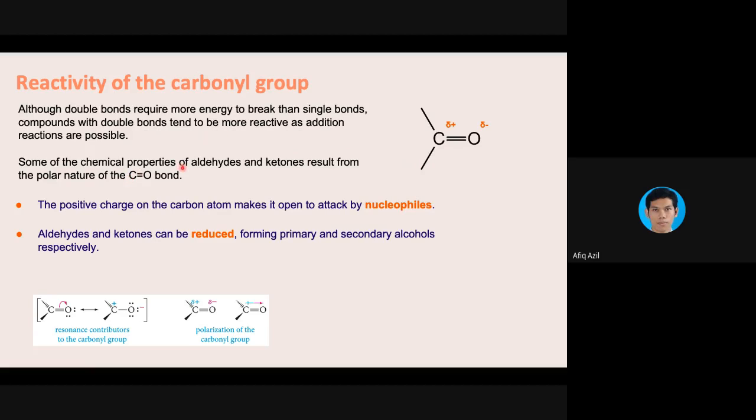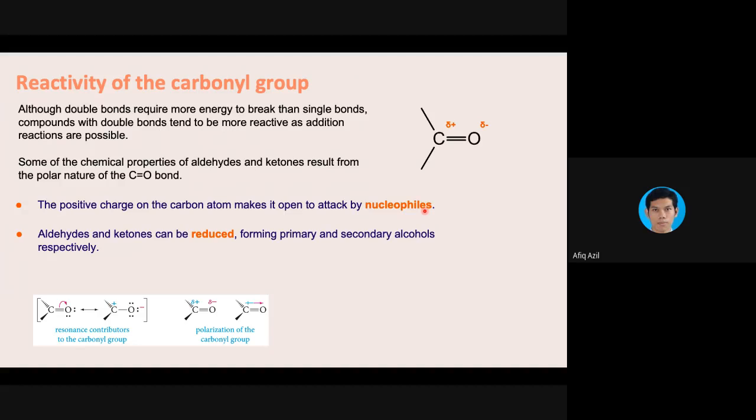So some of the chemical properties of aldehydes and ketones result from the polar nature of the C double bond O bond. The positive charge on the carbon atom makes it open to attack by a nucleophile. So what is a nucleophile? A nucleophile is any species or reagent that is electron rich, meaning they have a lot of electrons and they want to donate, they want to give those electrons away.